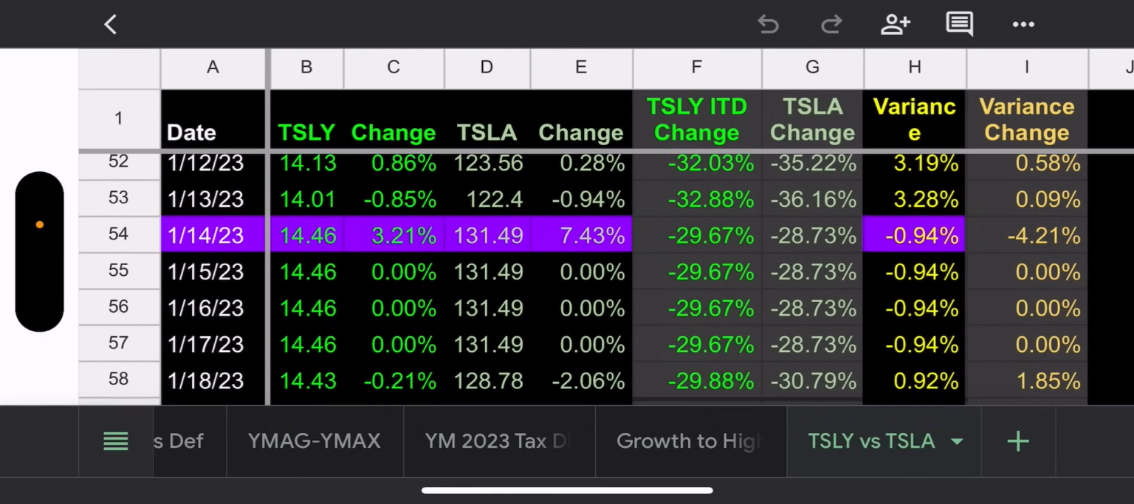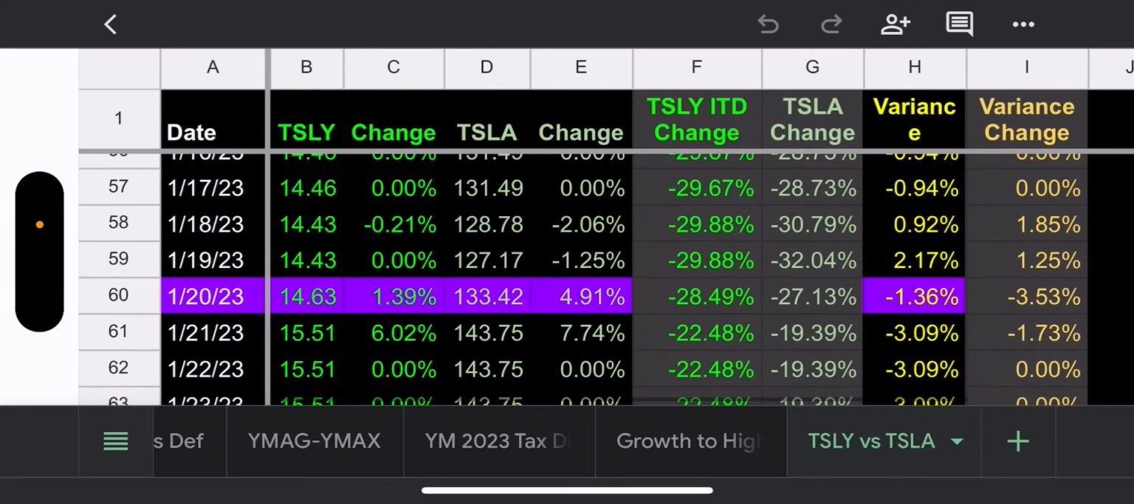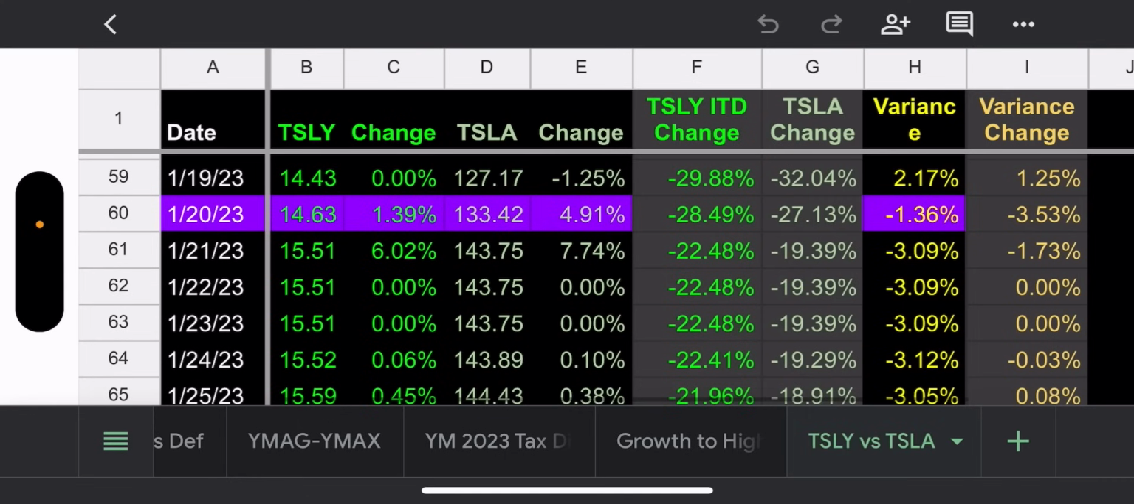So if we keep going, yet again, another purple day. Tesla went up 4.91%, and we couldn't even capture that. We only captured 1.39%, okay? And that was January 20th. The next day, luckily, they probably opened new positions maybe, but Tesla went up 7.74. We went up 6. Great.